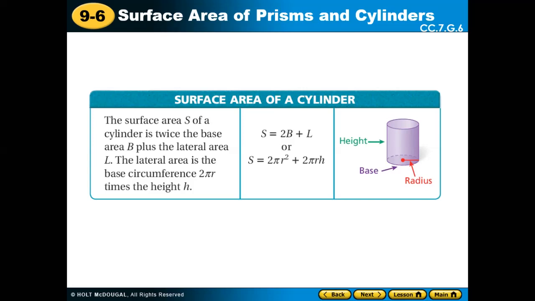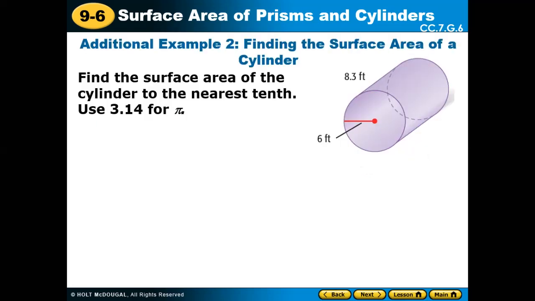So we have to keep this formula in our mind: S equals 2 pi r squared plus 2 pi r h. One more time, S equals 2 pi r squared plus 2 pi r h. S, the surface area; pi, 3.14; r, the radius; h is the height. Okay, let's apply this formula in our example.